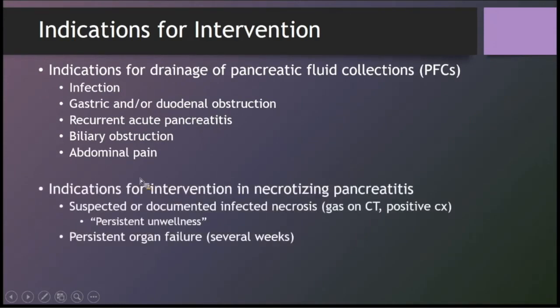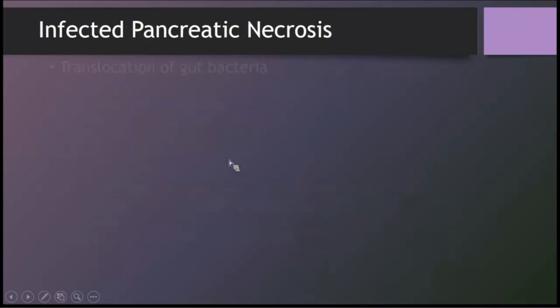In necrotizing pancreatitis, the big reasons to go after these collections is if you have suspected infected necrosis, and I'll show you a CAT scan with that. Sometimes patients are just persistently unwell, is the technical term, and that just means they've got this smoldering low-grade infectious process and persistent organ failure. Some people get early organ failure with pancreatitis, but it should get better. If it persists, it might suggest an ongoing infection.